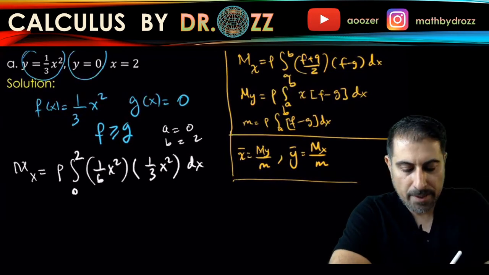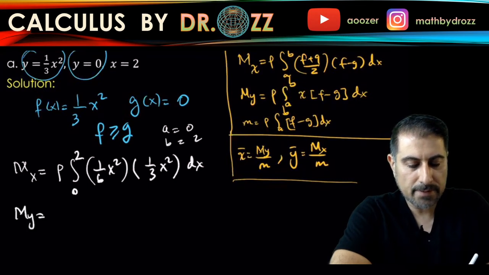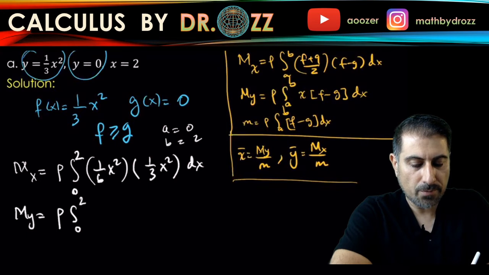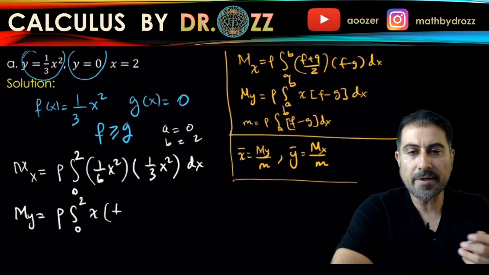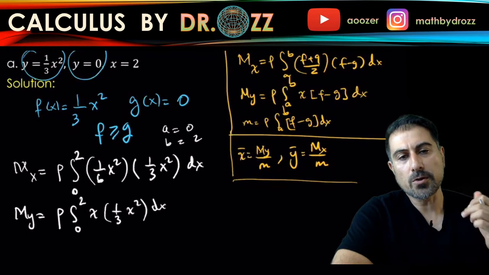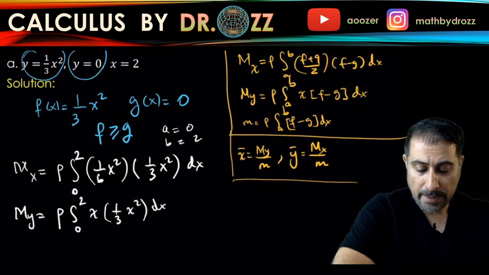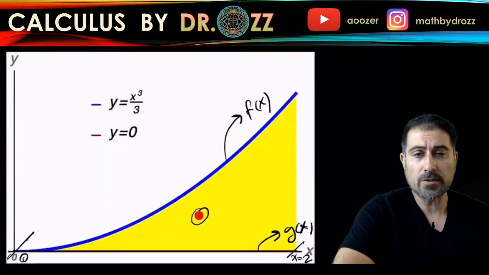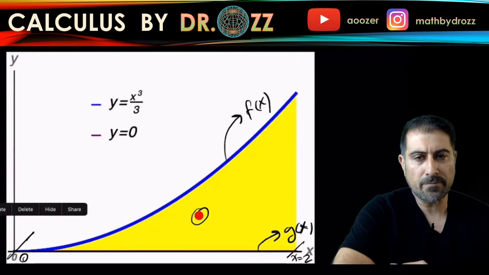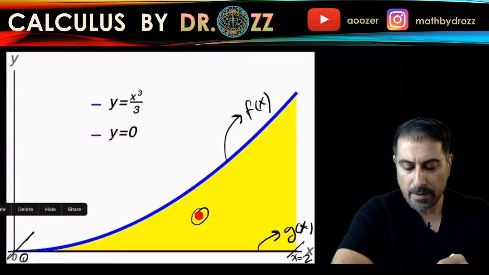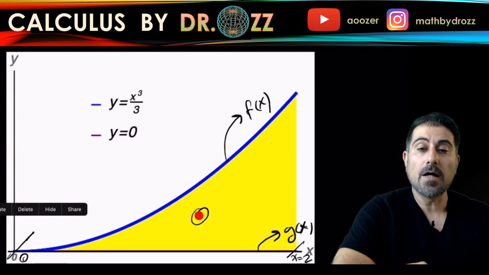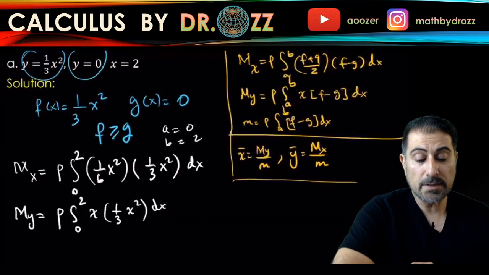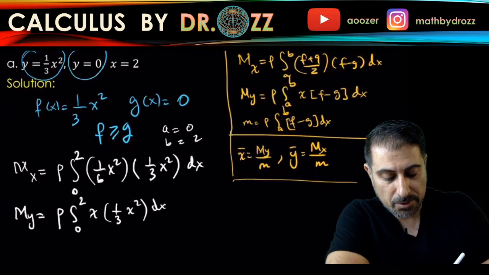All right, so we're going to write m sub y now. That's rho times the integral from 0 to 2, x times 1/3 x squared. By the way, rho is not provided to us as a number, so this would work for any planar lamina with any density, right? Once you know the density of this lamina here, the yellow region, then just plug that in and find the moments about the x and y axes. But for the calculation of x bar and y bar, we won't need that, and I'll tell you why. Okay, so let me just write down a little m.